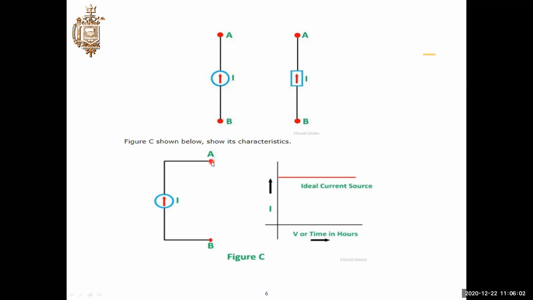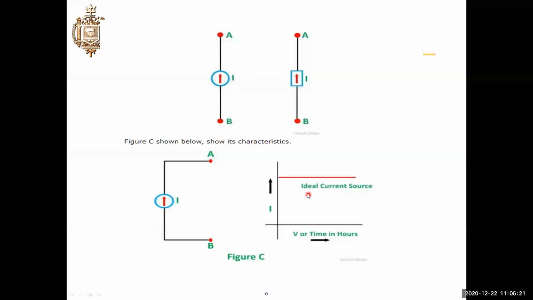For example, if you are connecting one fan here, one resistive load, one heater, one TV, the current across the device is nothing but the current supplied by the source. That means whatever the current supplied by the source is equal to the current passing through the load. That is called ideally.